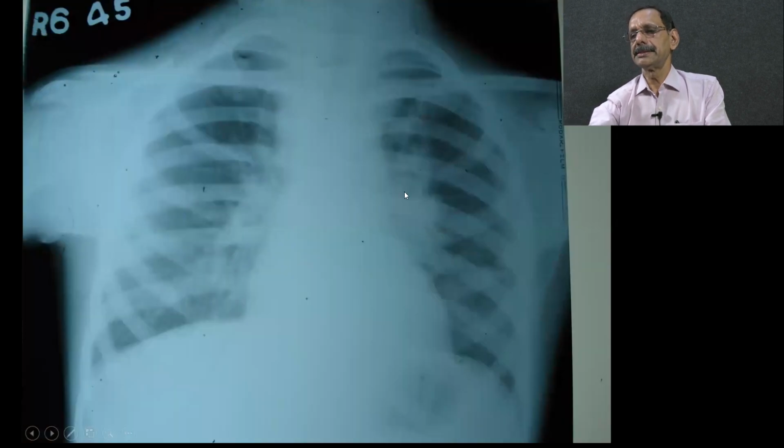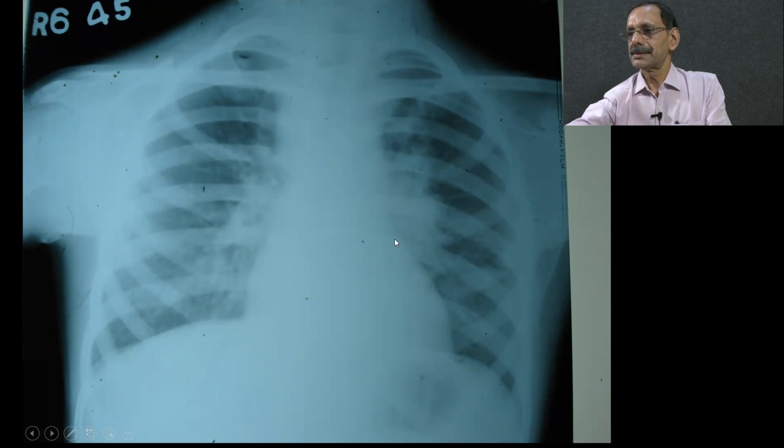See here the hilar shadow is much more prominent, and there is one line here, could be a lymphangitis, there could be a peripheral location Ghon focus. Usually Ghon focus is not visible unless calcified. So if we assume a Ghon focus here, it is a lymphangitis and this is a lymph node, so it's a typical primary complex if we assume there is a Ghon focus there.